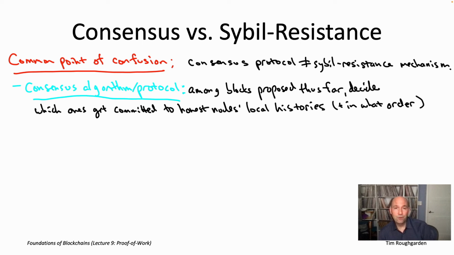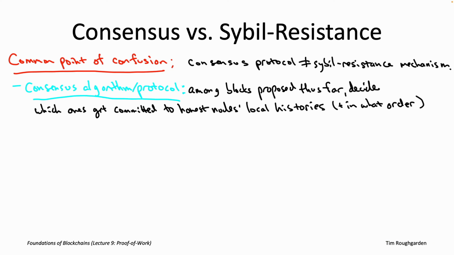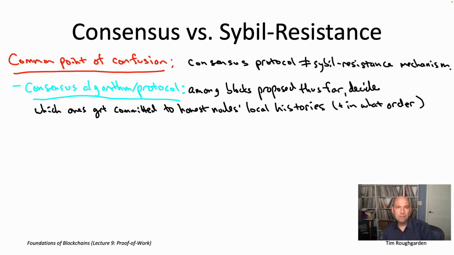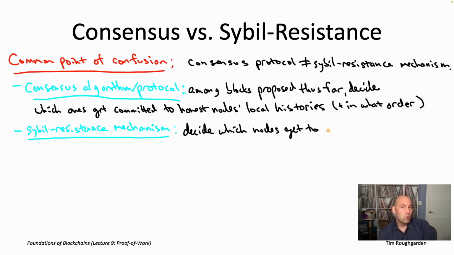Okay, so they work very differently, but both fundamentally are deciding among the proposed blocks which are the ones that matter, which are the ones that are actually committed, and in what order. All right, so the consensus algorithm is really to decide which are the blocks that matter, and that's a decision that obviously any consensus protocol has to make, whether it's permissioned or permissionless. A Sybil-Resistance mechanism is addressing a different question, which is who has the privilege of proposing these blocks in the first place?